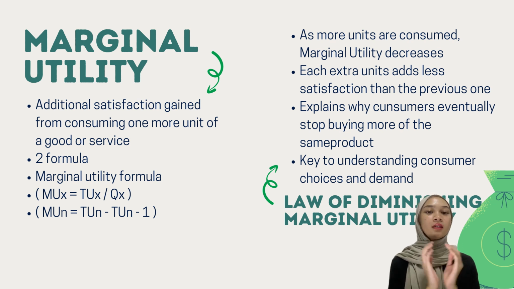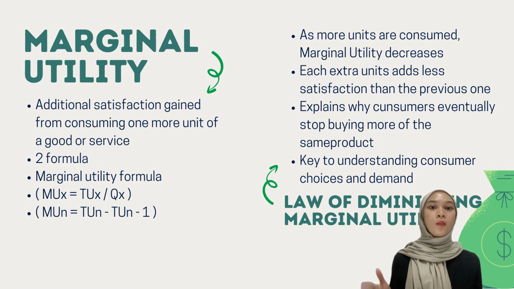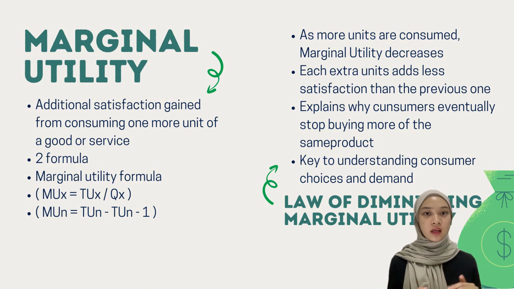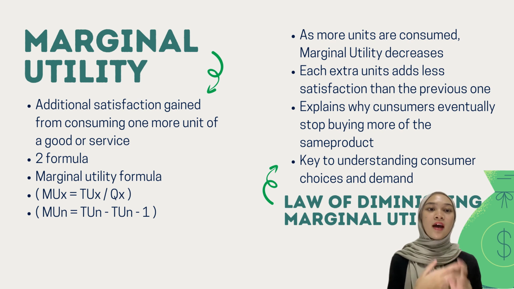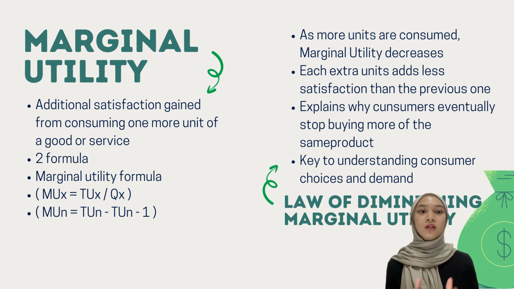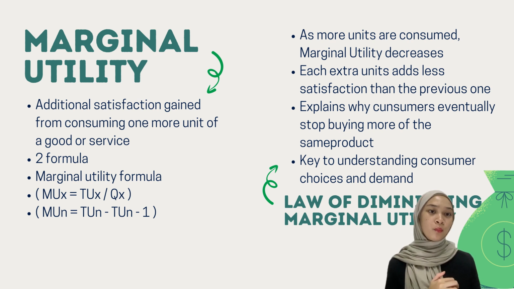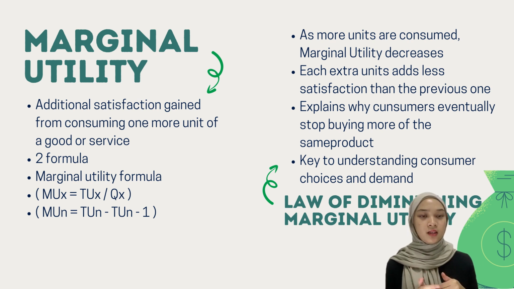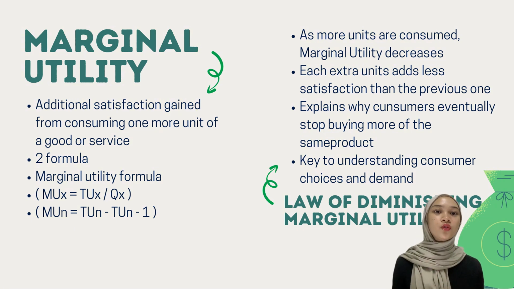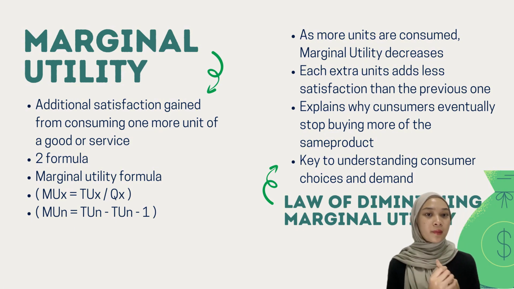Fifth, the law of diminishing marginal utility. We can define it as: as more units are consumed, marginal utility decreases. Each extra unit adds less satisfaction than the previous one. It explains why the consumer eventually stops buying more of the same product. Other than that, this is the key to understanding consumer choices and demand.